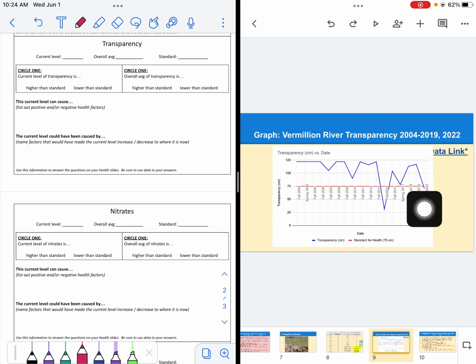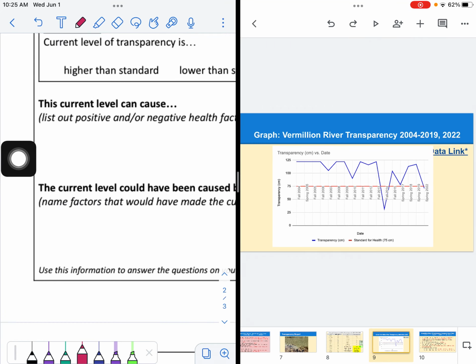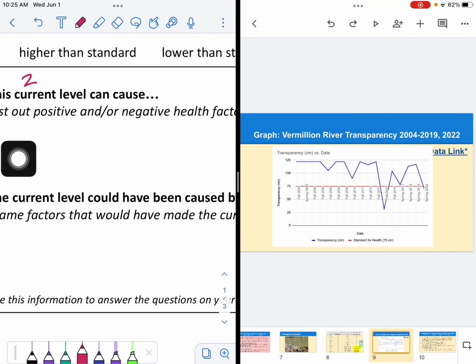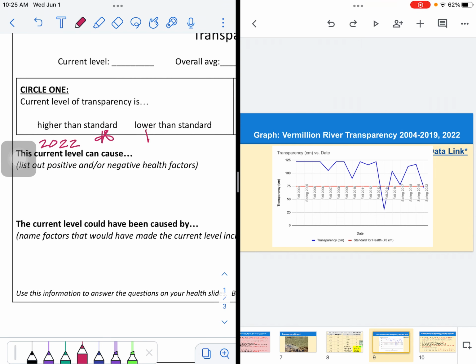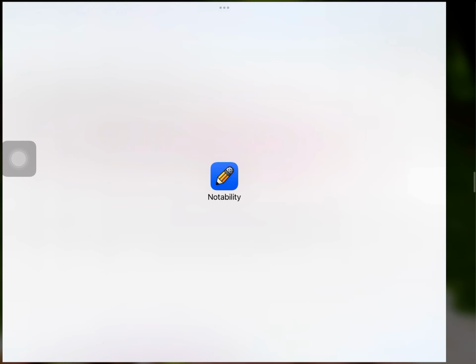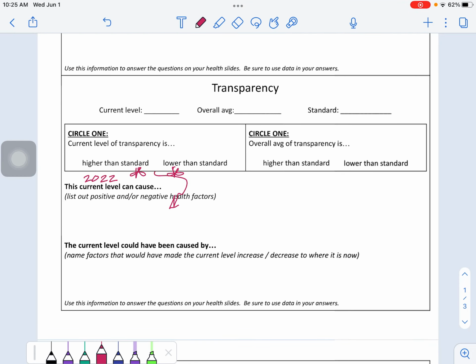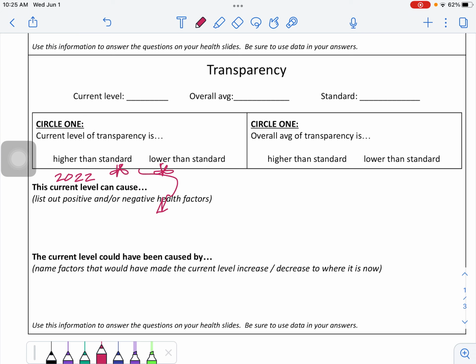So comparing it to the standard, what we have for transparency, and then we're noticing how the current level matches to the standard and how the overall average matches to the standard. But every time when we think about health, we want to decide what is it right now in 2022. Whatever the standard is, is it higher or lower than the standard? That's what we're going to use for our health factors. And again, to do that, we just go back to our notes and say, okay, it's increasing, here's the impact. Is that good or bad? Or it's decreasing, here's the impact. Is that good or bad?